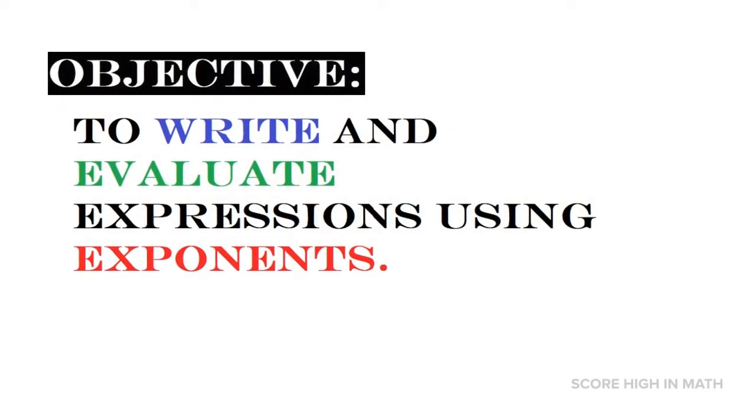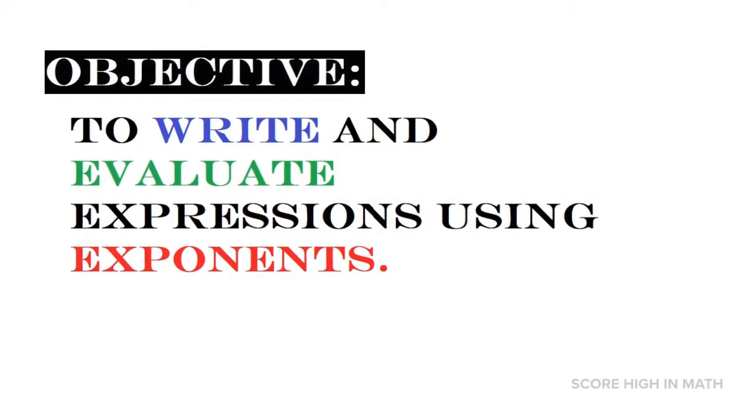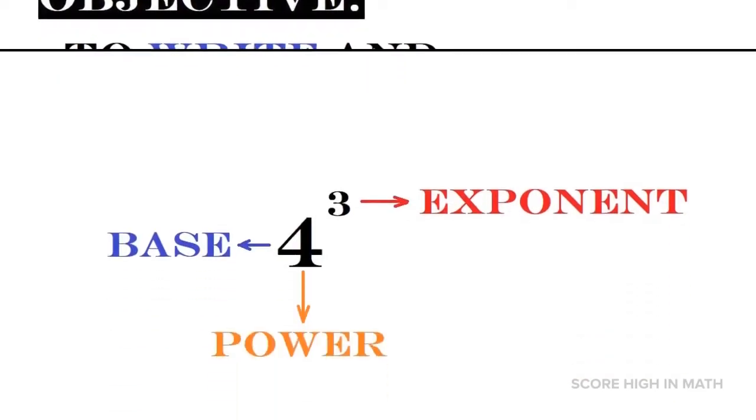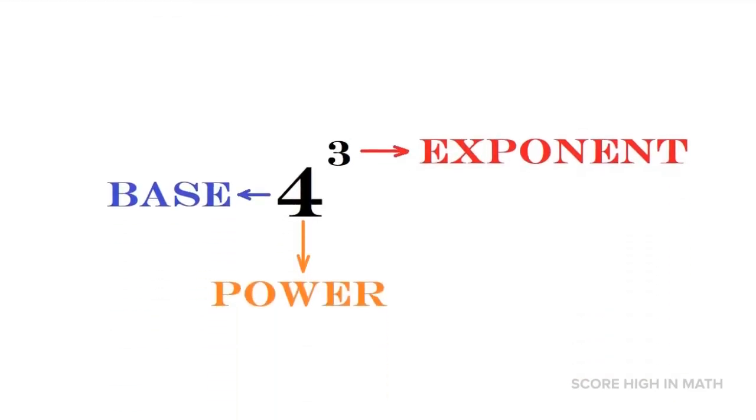The main objective of our lesson is to write and evaluate expressions using exponents. You can see the number 4 raised to the power of 3. You can see that number 4 is the base, number 3 is the exponent, and 4 cubed is the power. Technically speaking, both exponent and power define the same meaning. You can use the exponent and power interchangeably.